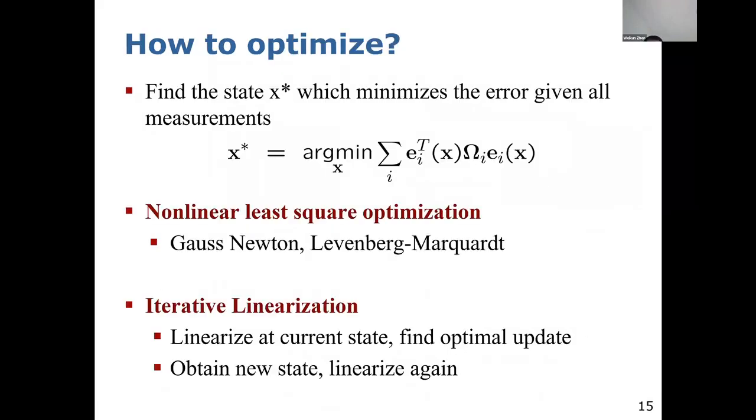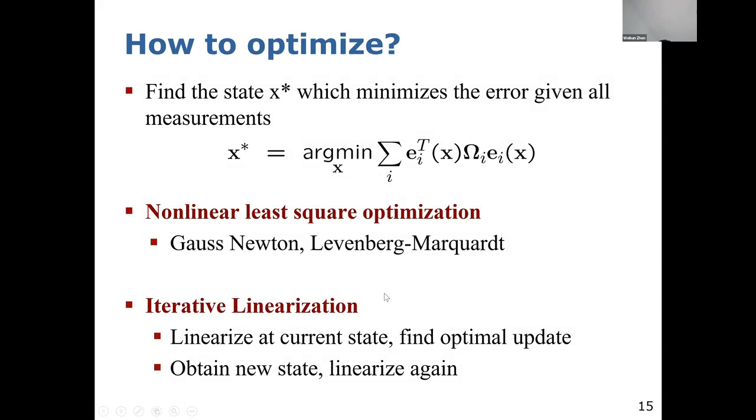Now let's see what the methods are to minimize a cost function that looks like this. Our goal is trying to find an optimal hidden state that minimizes the sum of least squares. And typical methods include Gauss-Newton or Levenberg-Marquardt. Even though they have different names, the key idea is trying to do iterative linearization.